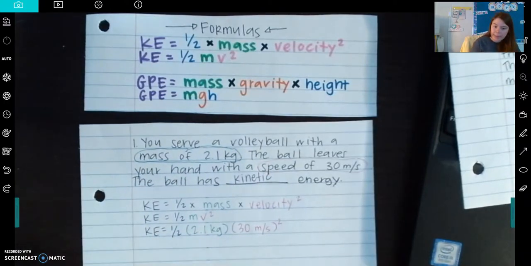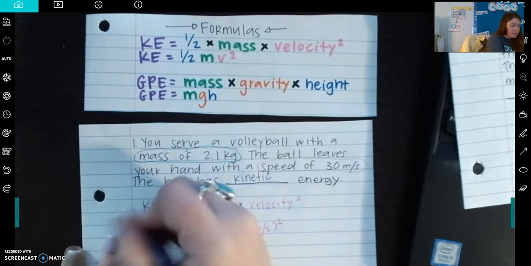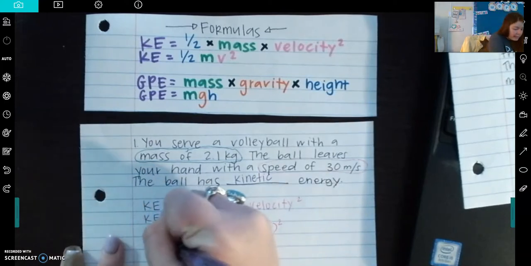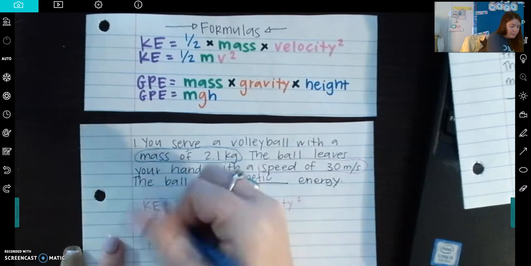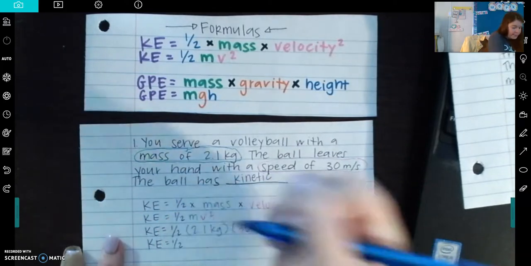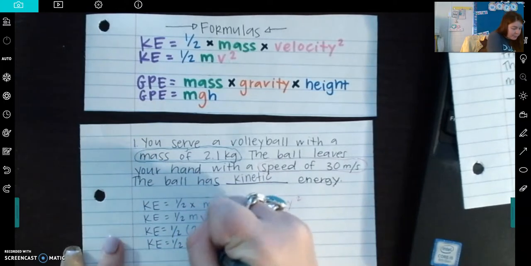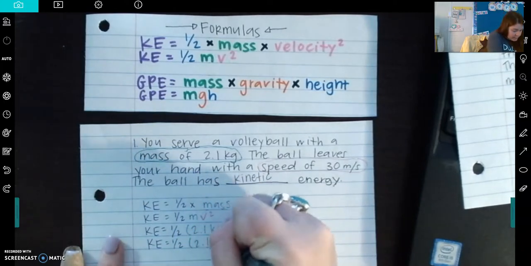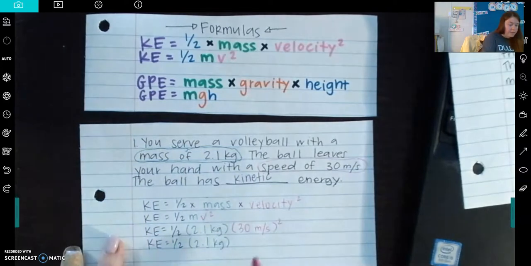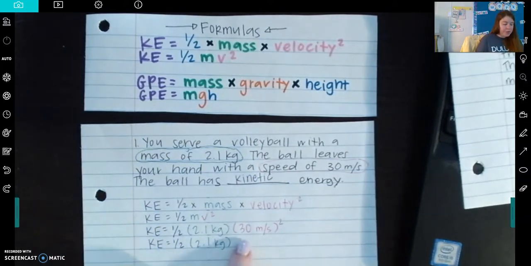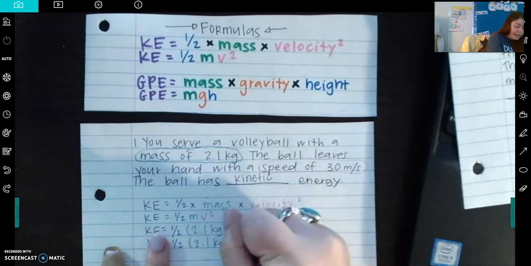So now I need to work out the math. So I'm going to write KE equals 1/2 times 2.1 kilograms, and I want to square this number here, this 30. So when I square 30, I get 900.